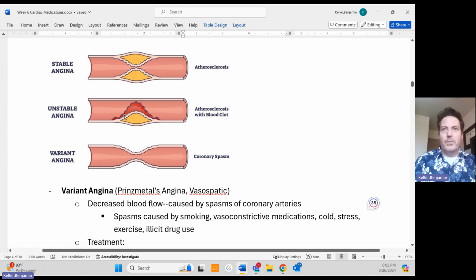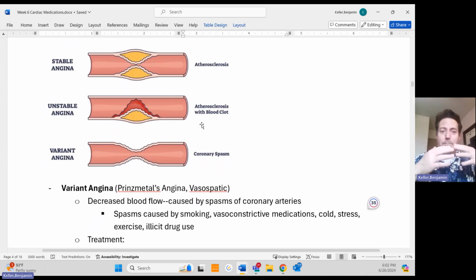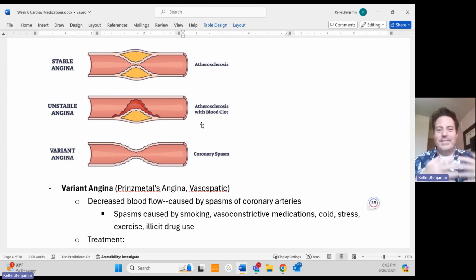There's unstable angina, which is what happens with atherosclerosis when you get a blood clot on it. Now, these blood clots can chip off, and if that blood clot keeps going down through the blood vessel and gets stuck, it's going to kill whatever's on the other side of that blood vessel. It's going to stop the oxygen-rich blood from getting there. And if that's in the left anterior descending coronary artery, that's the widowmaker. And I'll tell you, you're going to die.